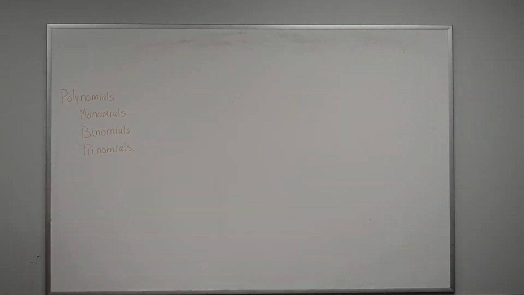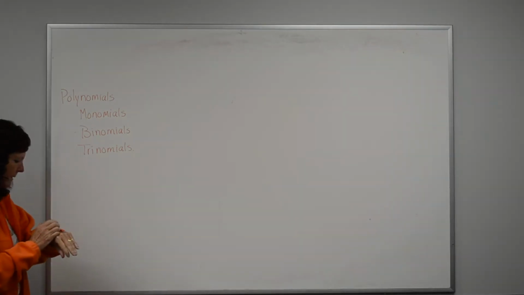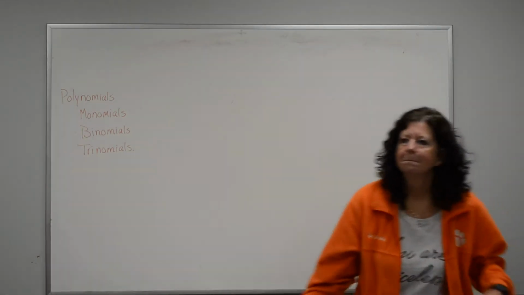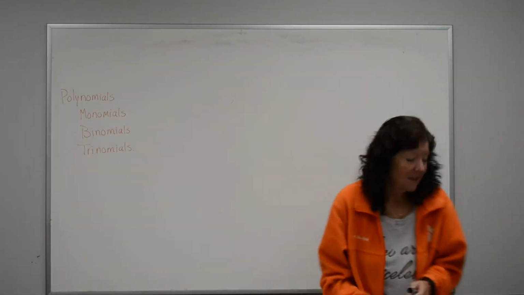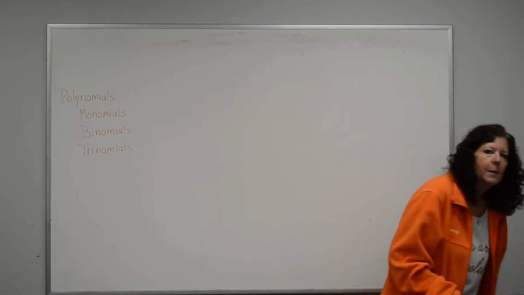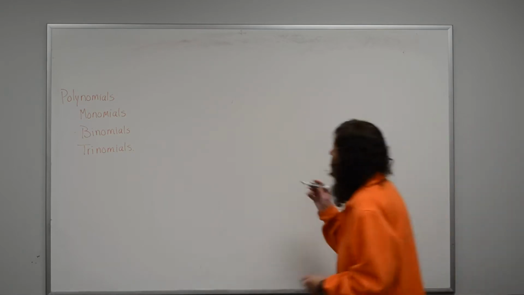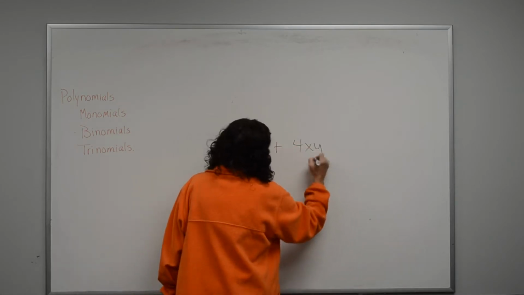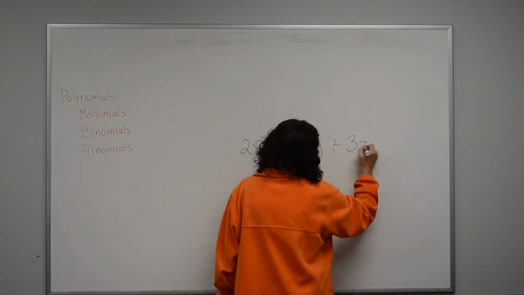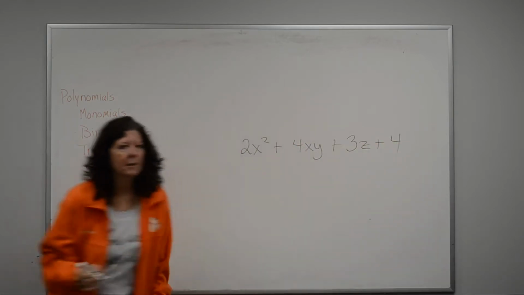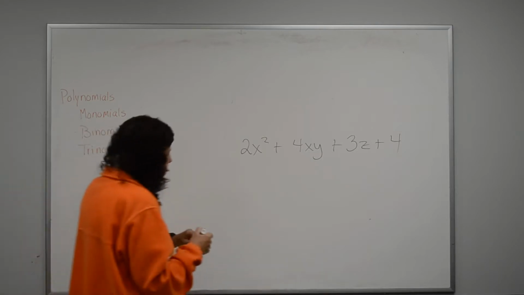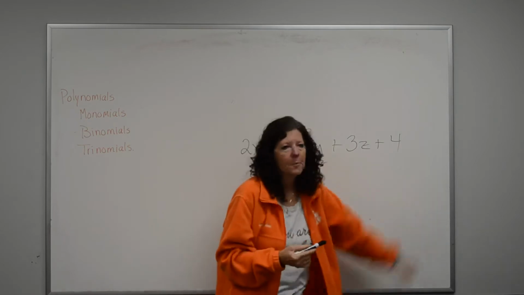What we're going to talk about is polynomials. Tell me what a polynomial is. Can you give me an example of a polynomial? That's a polynomial. Just a combination of letters and numbers. It can be different powers. Okay, this is a polynomial.